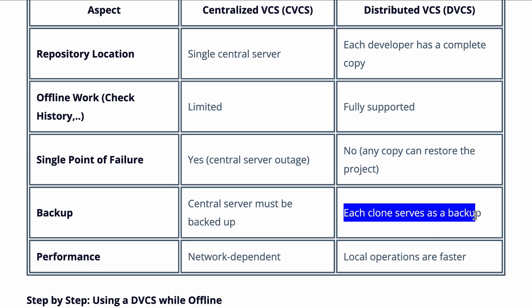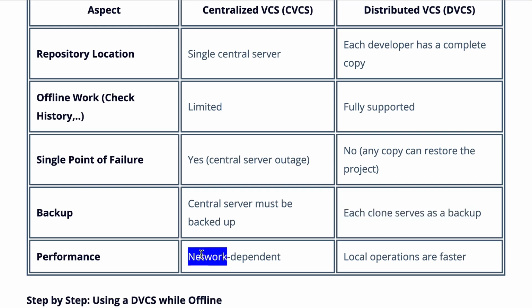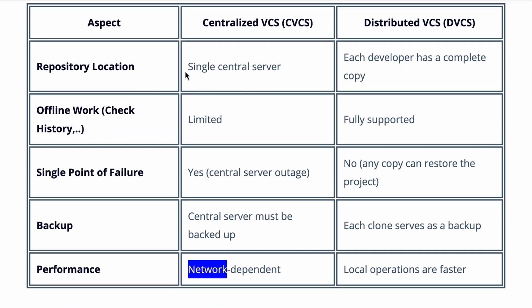When it comes to a centralized version control system, almost anything that you would want to do with history, branching, or anything else is network dependent. So you will be talking to the server over the network, so the performance might be a little slow. However, in the case of a distributed version control system, you can do a lot of operations locally. So the performance of your operations would be much faster.